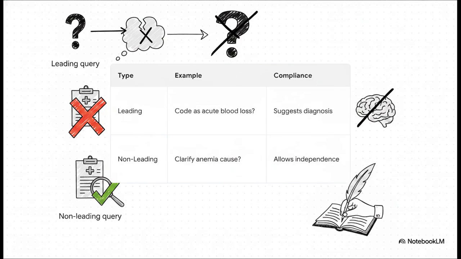But wait, there are incredibly strict compliance rules here. You cannot use a leading query. That is strictly forbidden. A leading query suggests the answer, like asking, hey, can we code this as acute blood loss anemia? You're basically feeding them the answer. Instead, you must use a compliant, non-leading query. You provide the clinical facts and ask for clarification, like, can you clarify if the anemia is acute, chronic, or due to another cause? You have to allow the provider to independently make that diagnosis.